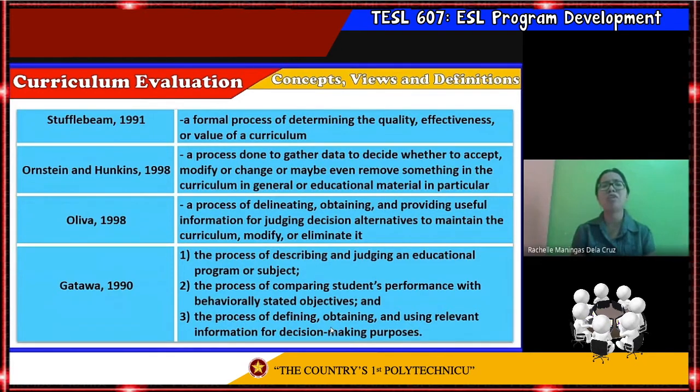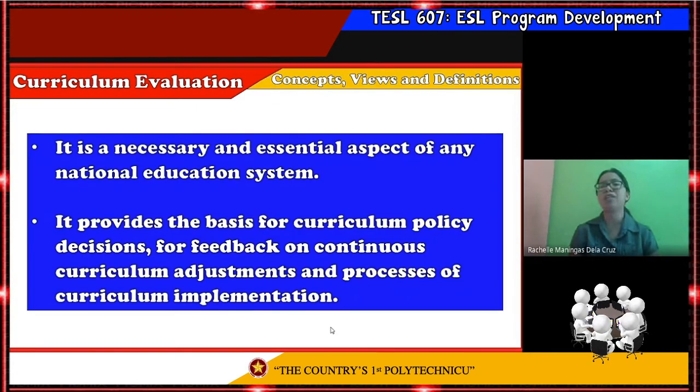Curriculum evaluation is also a necessary and essential aspect of any national education system. Why? Because it provides the basis for curriculum policy decisions, for feedback on continuous curriculum adjustments, and for processes of curriculum implementation. It aims to examine the impact of the implemented curriculum on student learning achievement, so that the official curriculum can be revised if necessary, and to review teaching and learning processes in the classroom.